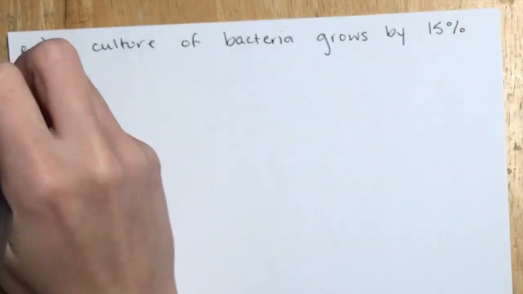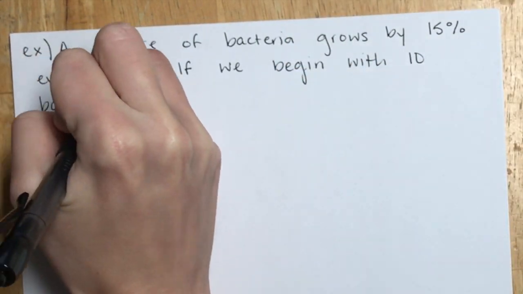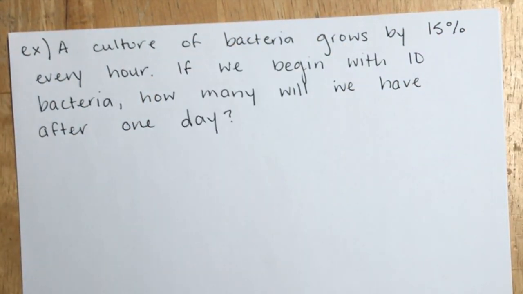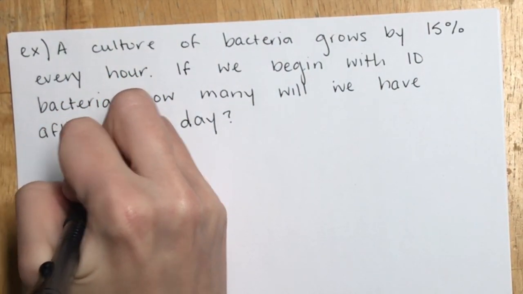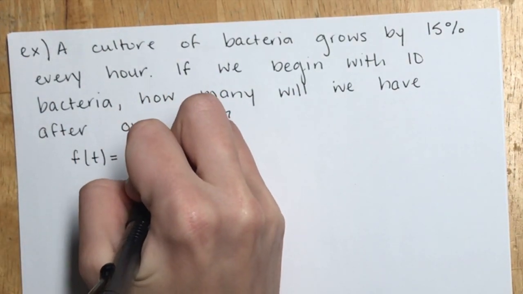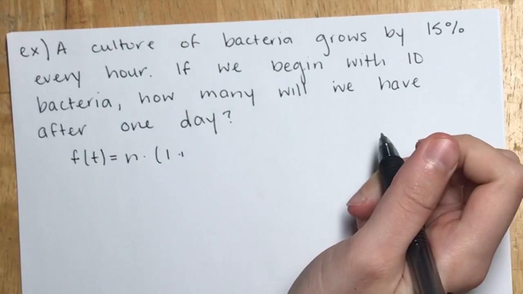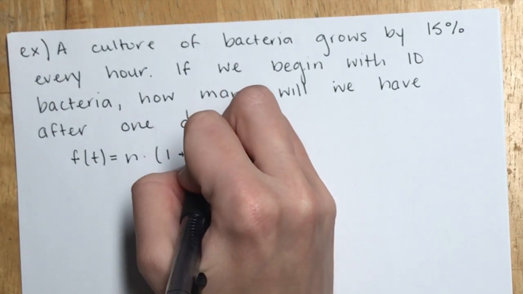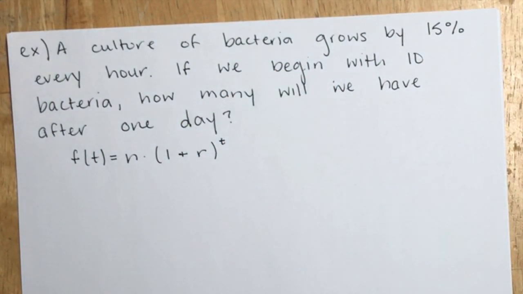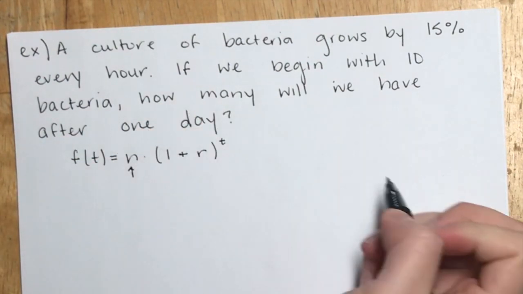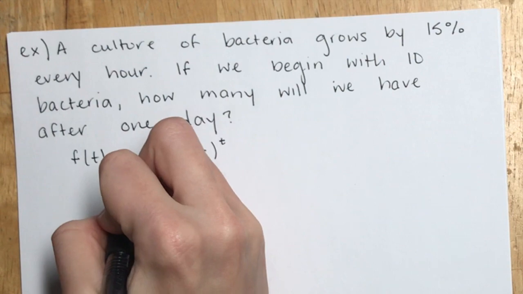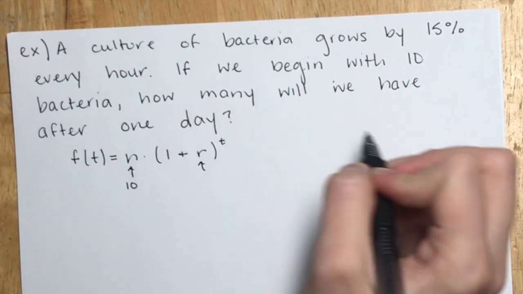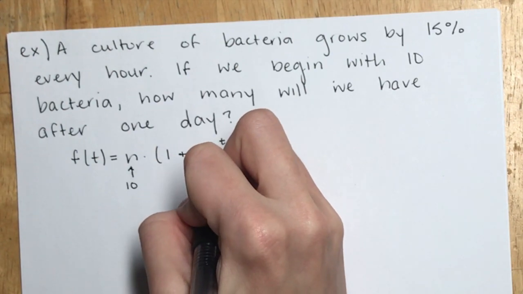Okay, so let's look at an example of this. Let's use our formula. So f of t equals n times 1, plus or minus. We are growing, we're increasing, so we want to add. Here, our initial is what? 10, right? 10 bacteria. Our rate is 15%, so that means that r is going to be 0.15.